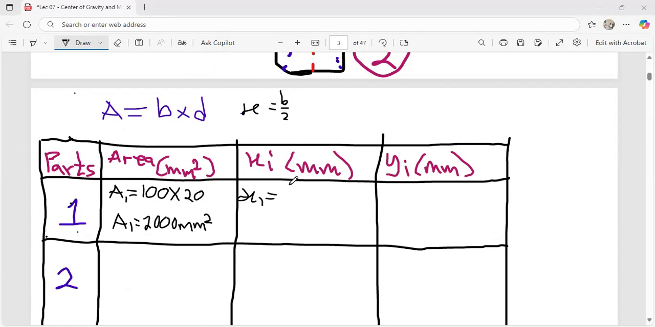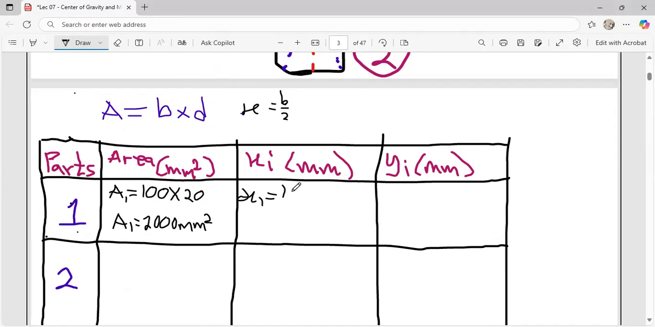That implies that 100 divided by 2, we are going to get our x1 to be what? 50 mm. From here, we can also calculate for our y.